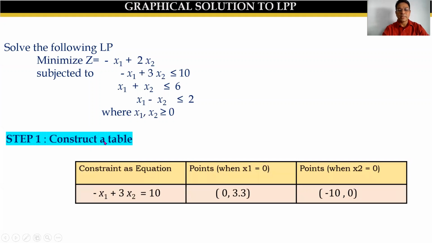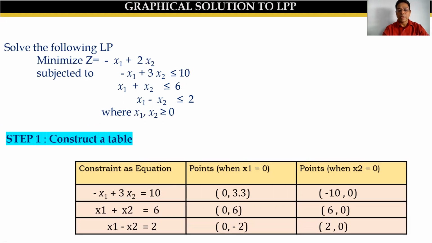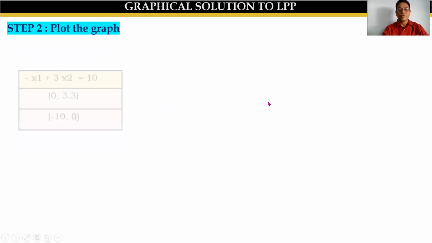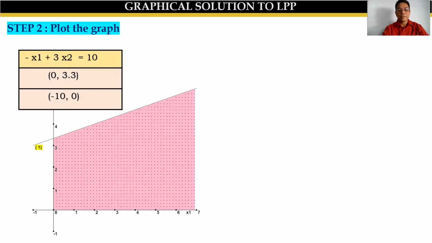So see, we have constructed a table here. We have 3 constraints, and for 3 constraints we will get points like this. Once we get the points here, we can plot the 1, 2 and 3 lines. We'll plot the lines. First, it says that minus x1 plus 3x2 is less than or equal to 10. So this line is representing minus x1 plus 3x2 is equal to 10. But our constraint says that it should be less than or equal to 10. So this is the feasible region for constraint number 1.